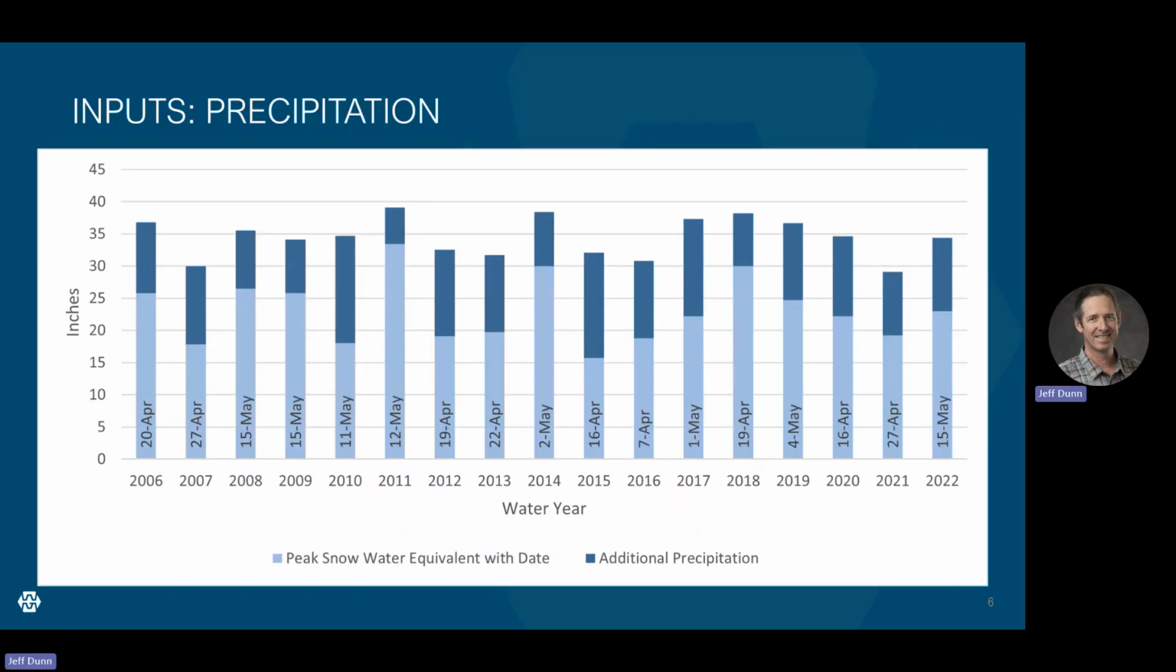All right, looking at the Snowtail data from 2006 to 2022, snow shown to the peak SWE in light blue, and then rain in the darker blue. You see in the year 2011, we had our greatest amount of precipitation as well as the greatest amount as snow. In 2015, we had our lowest amount of snow and kind of a 50-50 rain to snow ratio.